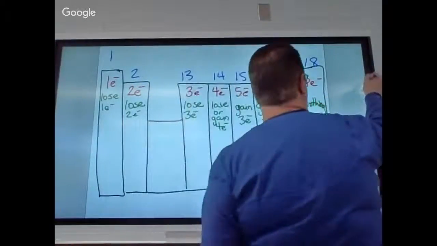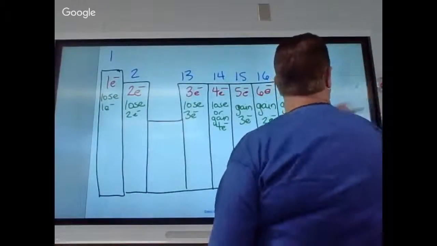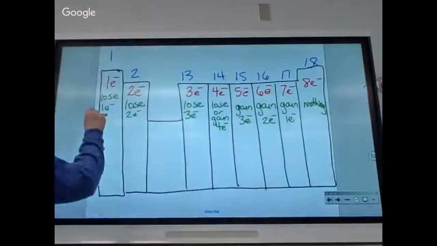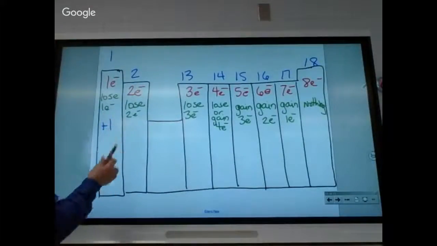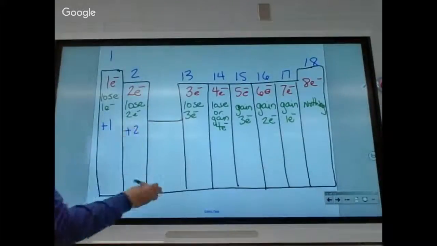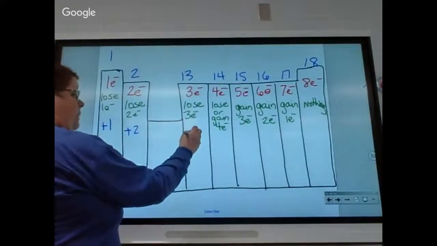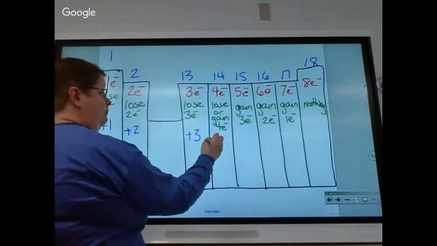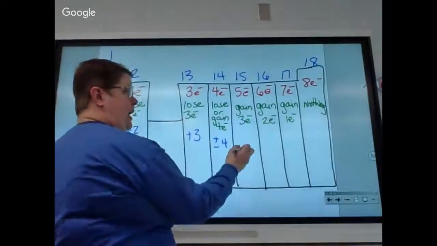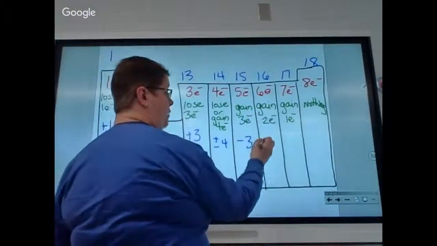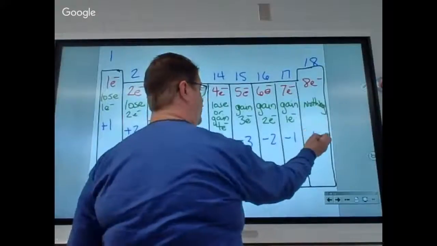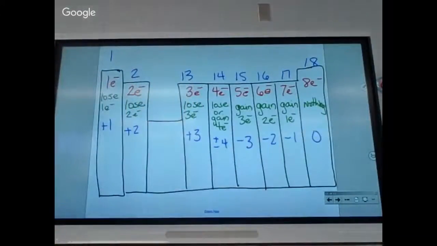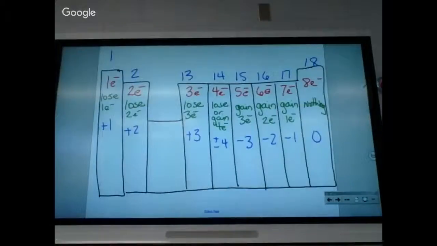Now, from what you just told me comes the oxidation numbers. If you lose 1, what's the oxidation number? +1. If you lose 2, what's the oxidation number? If you lose 3, the oxidation number is... If you gain 3, it is... Gain 2. Gain 1. And if you do nothing. Okay? That's a summary of what we've done in the last 15, 20 minutes and yesterday.